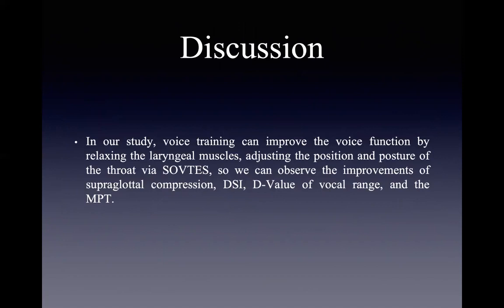So, first thing first in our discussion, we already observed the improvement of supraglottal compression, DSI, D value of vocal range, and MPT. So we rationalize that by connecting them with SOVT exercises. To be more specific, impedance can be increased through SOVT exercises via lengthening the vocal tract and reducing its cross-sectional area. The greater negative pressure on the glottis formed in the closed phase can promote vocal fold expansion at the end. In the open phase, the positive pressure on the glottis promotes vocal fold adduction, and this kind of push-pull relationship aids vocal fold vibration, improving the vocal efficiency and average airflow rate.